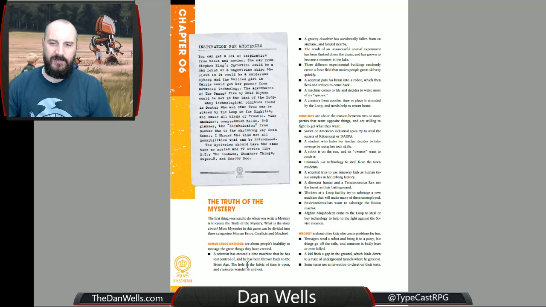And it gives a lot of different ideas of what kinds of mysteries you could have. So, for example, in the human error mystery, a scientist has created a time machine that he has lost control of, and he's been thrown back into the Stone Age. The hole in the fabric of time is open, and creatures wander in and out.